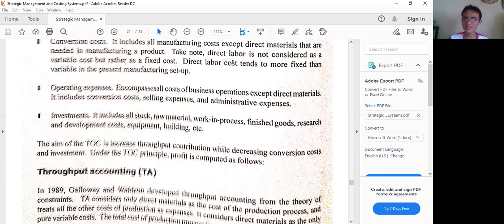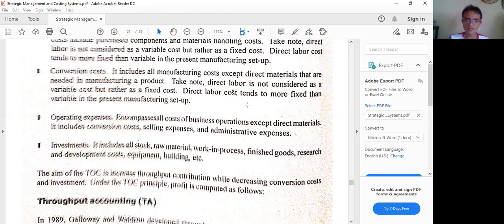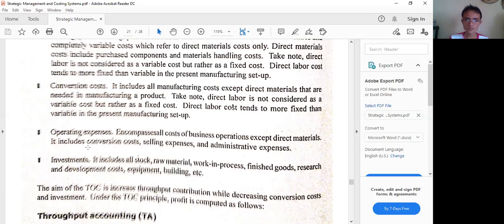Research, as being said, is an expense in financial accounting, but here it is a form of investment because it is basically an upward cost. Remember when we discussed this in product life cycle costing. The aim of the TOC is to increase throughput contribution while decreasing conversion costs and investment. So the good thing in TOC is that investments here also encompass the other items that would be poured into the business. Then operating expenses are the same as in financial accounting.